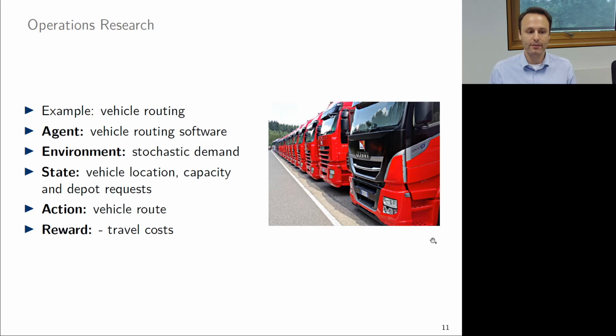has a couple of components that you need in your reinforcement learning application. So you need an agent. What's the agent? That's the vehicle routing software that selects the best route. Also, you have an environment. That's stochastic demand. So you don't know where the demand will be high or low. That's by chance. Your state is the vehicle location, the capacity, and the depot requests, and you might also have some other state variables. So the action is then to choose the best vehicle route.